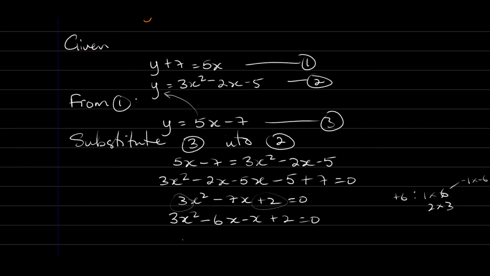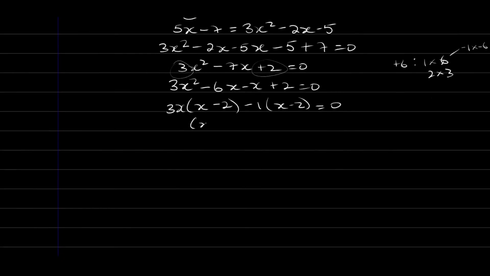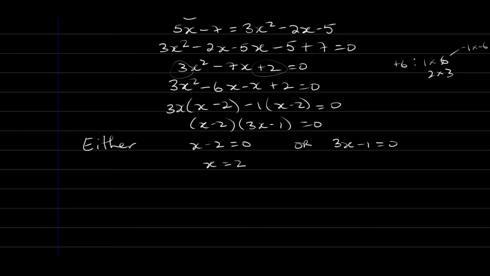And then we'll have here 3x into x minus 2, and then minus 1 into x minus 2, so that we can make the factors the same. And now that the factors are the same, we can just say x minus 2 into 3x minus 1 equals 0. And now I have two factors, and I can say that either x minus 2 is equal to 0 from the factor theorem, or 3x minus 1 is equal to 0, and that would mean that x is equal to 2 or x is equal to 1 over 3.